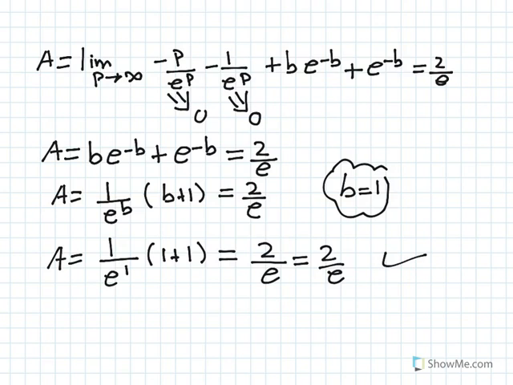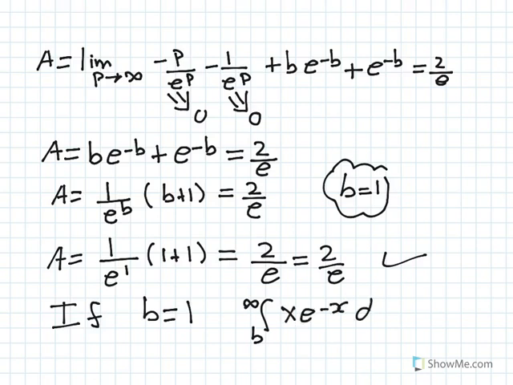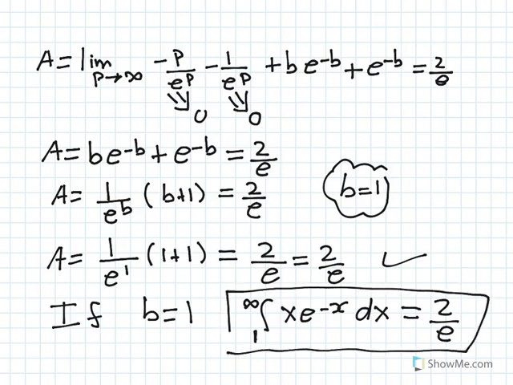Yes, that works. So what we have found is if b equals 1, the entire area from b to infinity of x e to the minus x dx is equal to 2 over e. So we found the value of b. Let's replace that. Put 1 here. And if you were to integrate this, you will get exactly 2 over e.